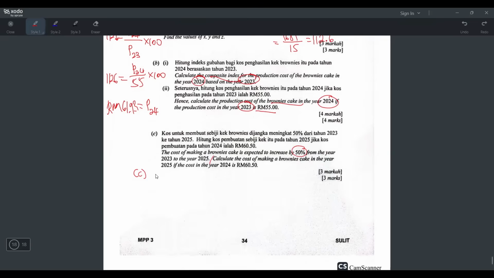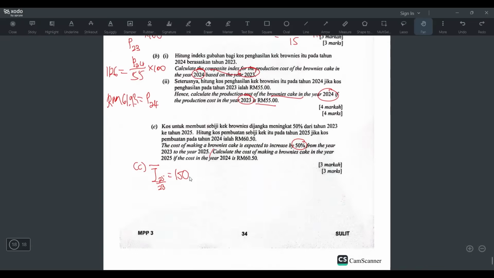So the index is how much? Increase 50% means definitely 150. And let's write the year also, 23 to 25. So the more recent year always write on top, and then 23 write bawah lah. And actually, this is the composite index because they said cost of making brownie, right? It's not for ingredient A, B, or C. It's the whole brownie. So yeah, it's the composite index.